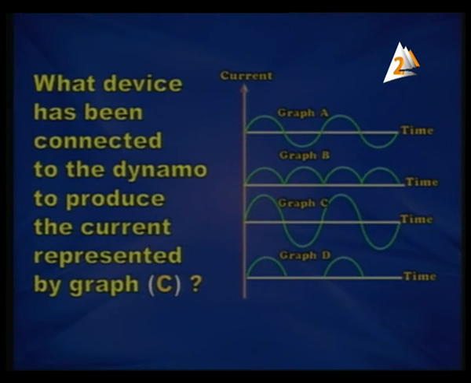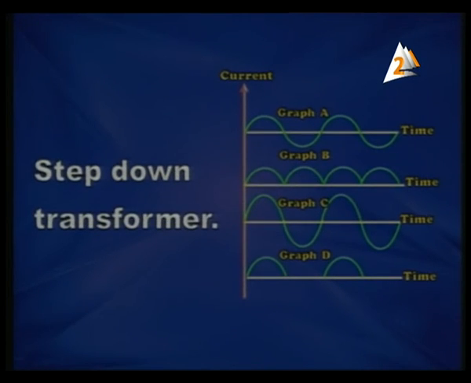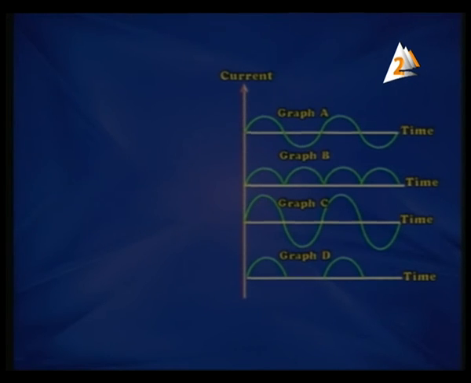What device has been connected to the dynamo to produce the current represented by graph C? You'll notice that the amplitude is increased, so the current is increased. We did something to the current to increase it, so we must use a step up or a step down transformer. Step up will increase the voltage and decrease the current. So we used a step down transformer. That's why the current is increased. Yes, it increased with the same frequency.